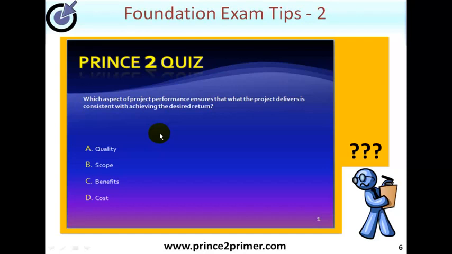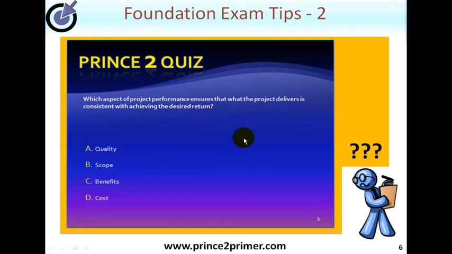Let's have a look at an example question. No, it won't be coloured in this way, it's just an example. Which aspect of project performance ensures that what the project delivers is consistent with achieving the desired return?